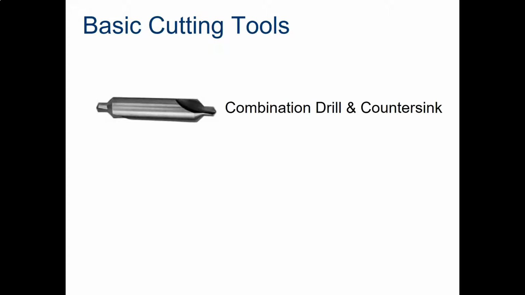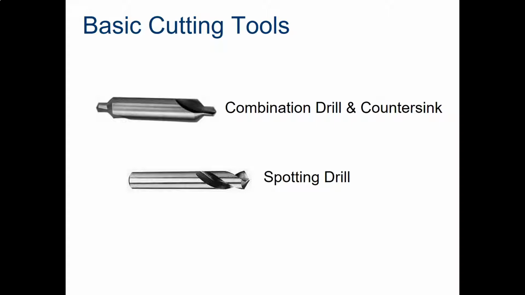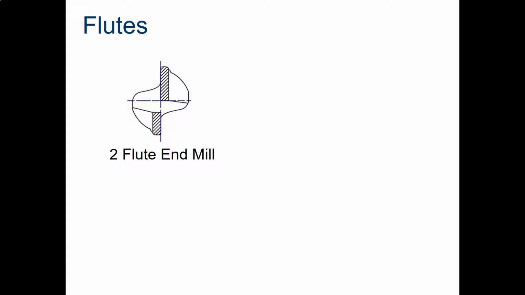Here are some other basic cutting tools: a combination drill and countersink, a spotting drill, and a countersink tool. No need to worry too much about these other than to note that there are many types of tools to be used in a mill. Flutes have been mentioned before. This is a 2-flute end mill. You're looking at it from the bottom or end.